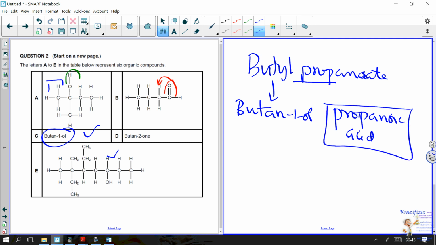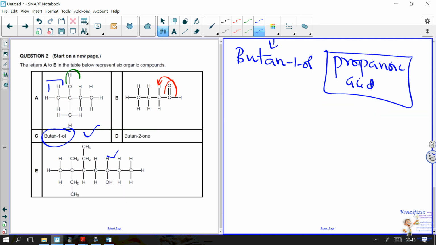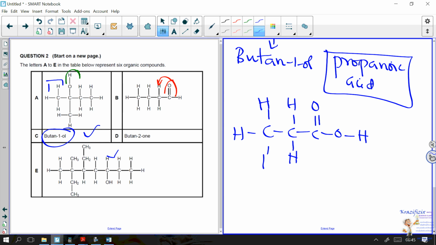So the question says we must draw the structure of propanoic acid. 1, 2, 3. Now, what is the functional group there? It's a COOH. All right. And there we have propanoic acid. All right. Awesome question.